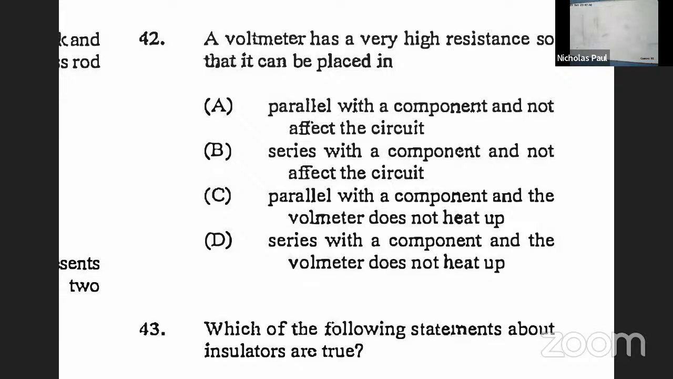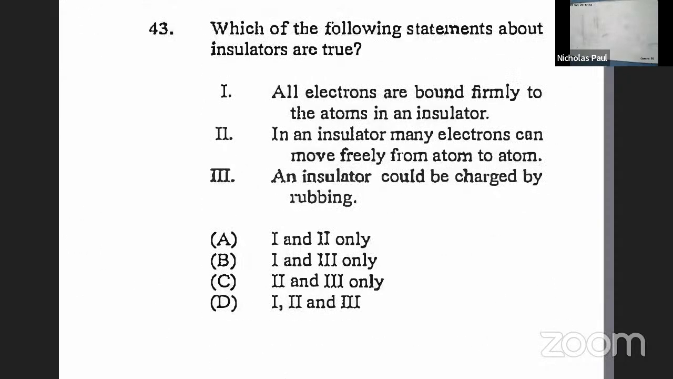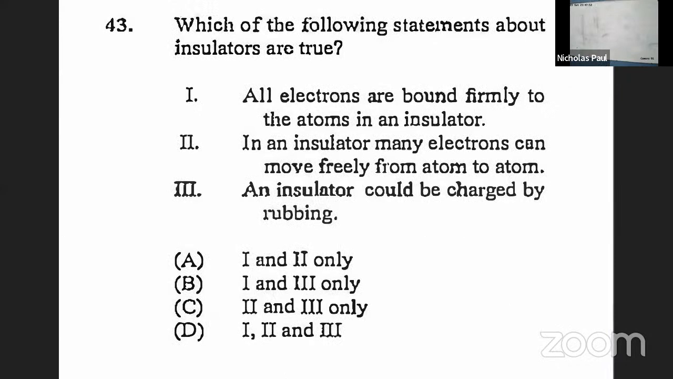Why does it have a very high resistance? So it doesn't affect the circuit, yes. You don't want to pull any current out of the circuit. So the answer is A. Nice, good job. Which of the following statements about insulators is true?